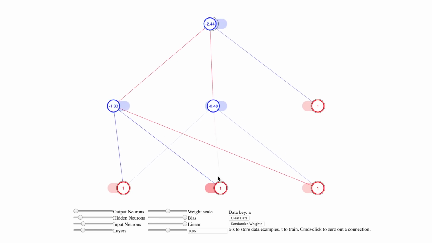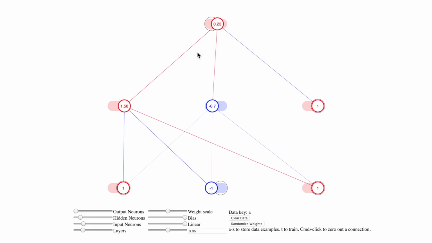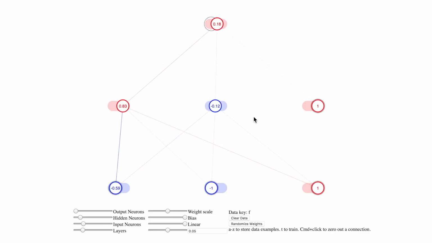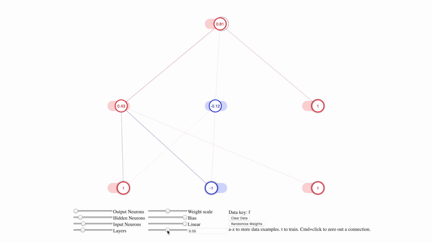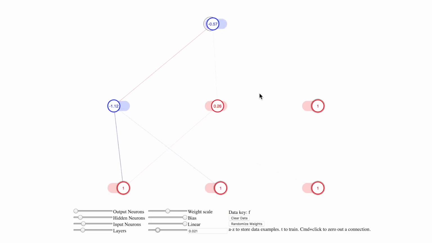So this linear neural network could actually not solve XOR. And I can train this thing a lot faster than by hand. So if you hold down the T key, it'll train on all your data examples. Let's try it. So I'm going to just hit T here. And if you notice, I can lower the learning rate here. It's not able to solve this problem.